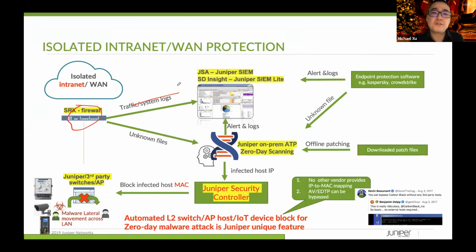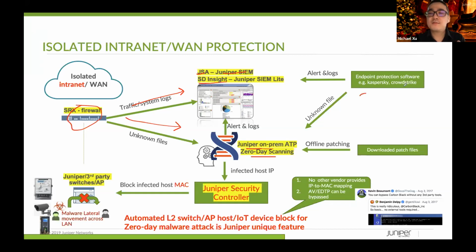It is going to be integrated with, for example, the Juniper SIEM, which we call JSA, Juniper Secure Analytics, or we have a light version of Juniper SIEM, which is called the Juniper Director Insight. Later, I'm going to introduce it. And for the unknown file, of course, we're going to send it to our on-prem ATP solution, which is called the JATP, to perform the zero-day scanning.